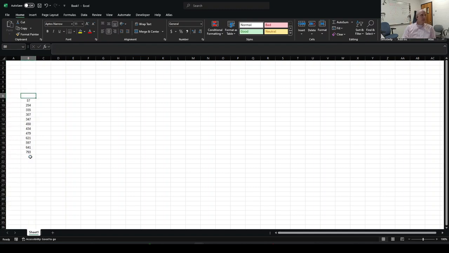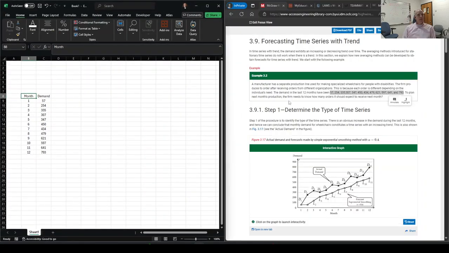I think we have our demand. So these are months. So why don't I come here and insert a column for month? And these should be 12 months. There we go. We have 12 months. We have demand. So the question is, what's the 13th month? So that's what we're going to try to figure out.